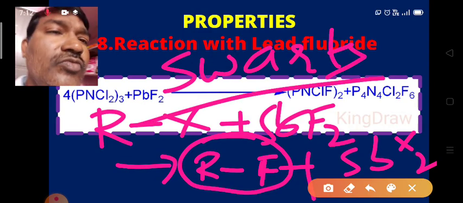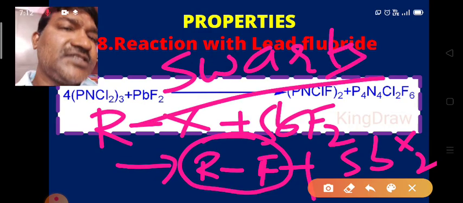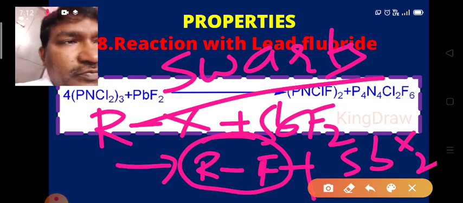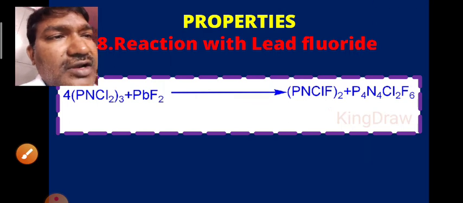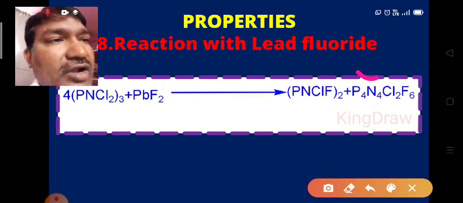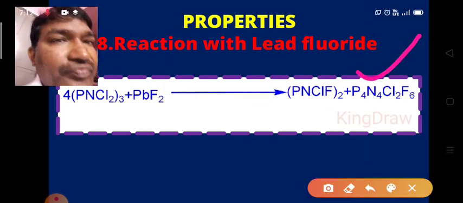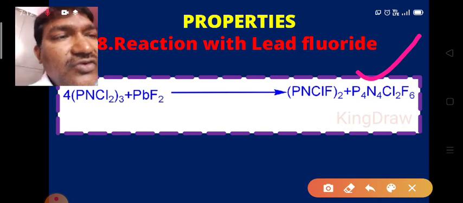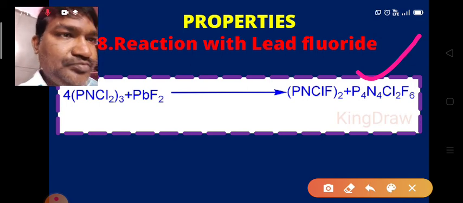So here also the same method is employed to prepare the phosphonitrilic fluorides, and along with the phosphonitrilic fluoride we get the tetramer also. So that point we have to remember. This is also very easy to balance. Once we practice, we can easily write this reaction.